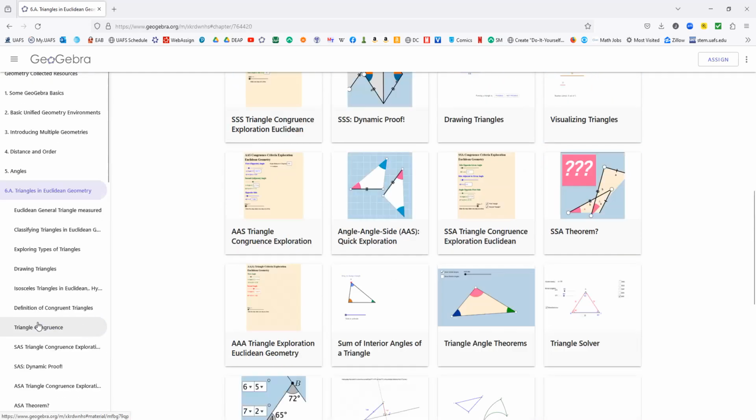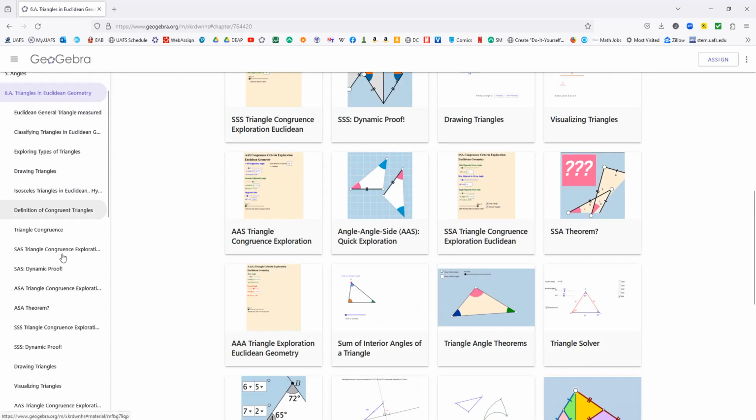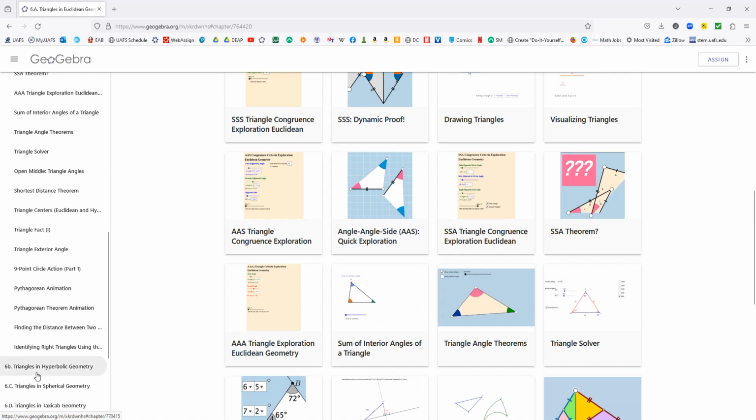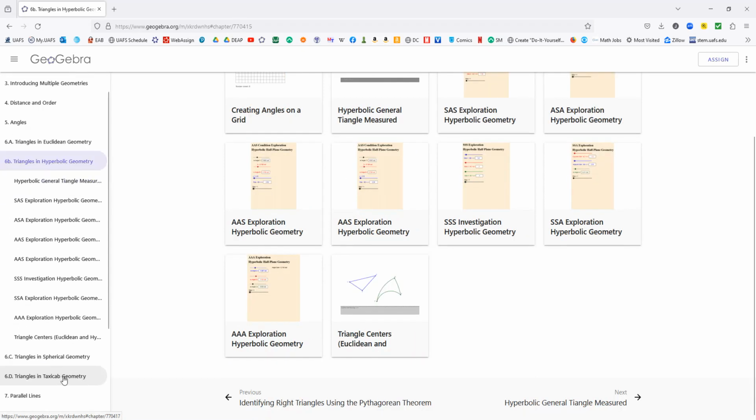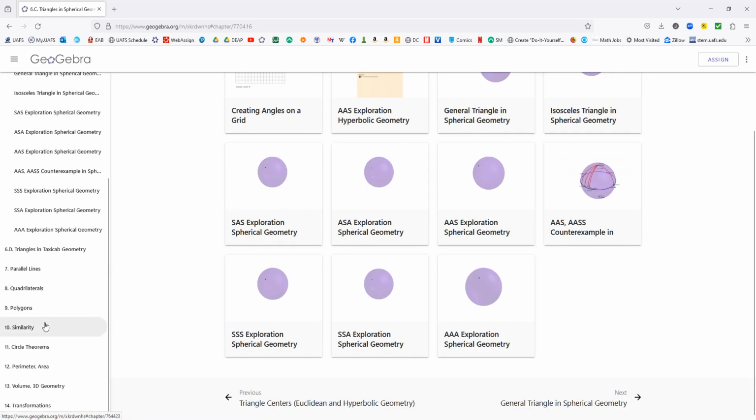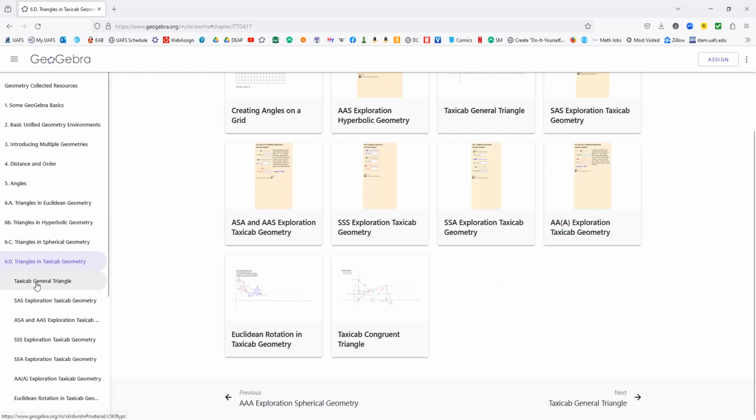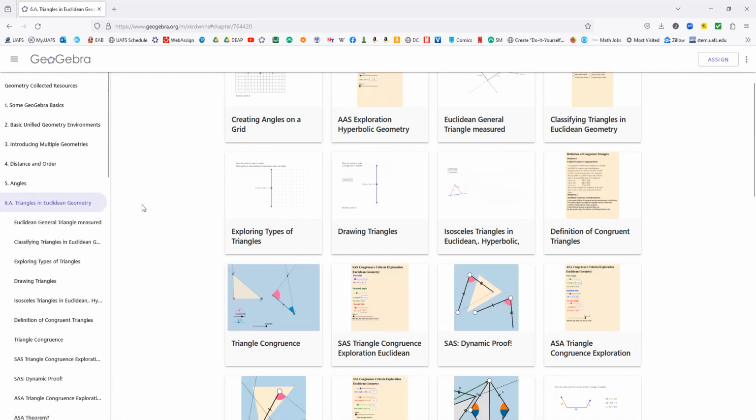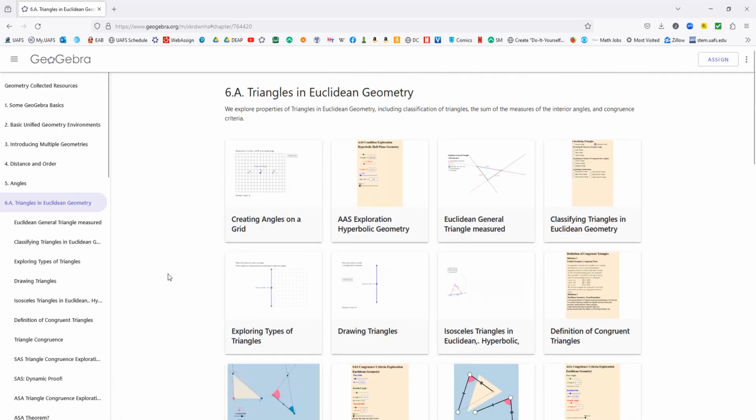And I'm adding to this as we go along, but where we are now is triangles. So I have one for triangles in Euclidean geometry, one for triangles in hyperbolic geometry, and then spherical and taxicab. So you can get to these activities from here too. So let's start with Euclidean geometry. And let me just show you one of these.